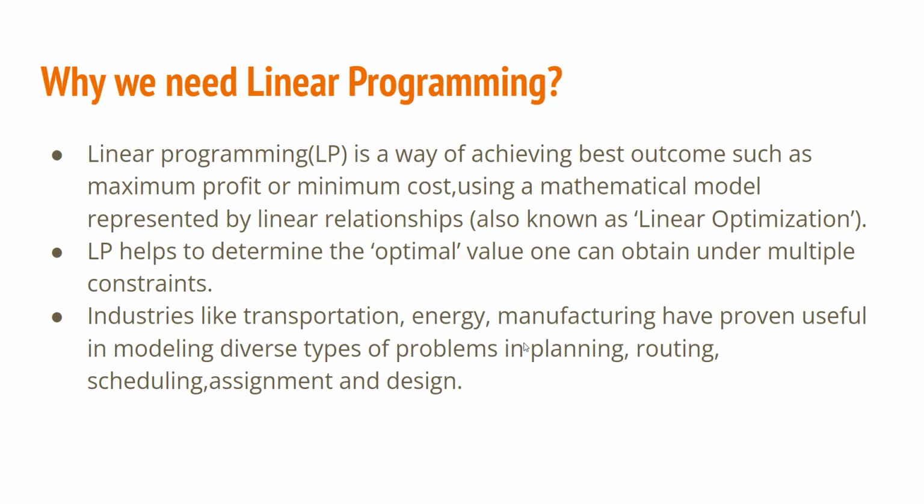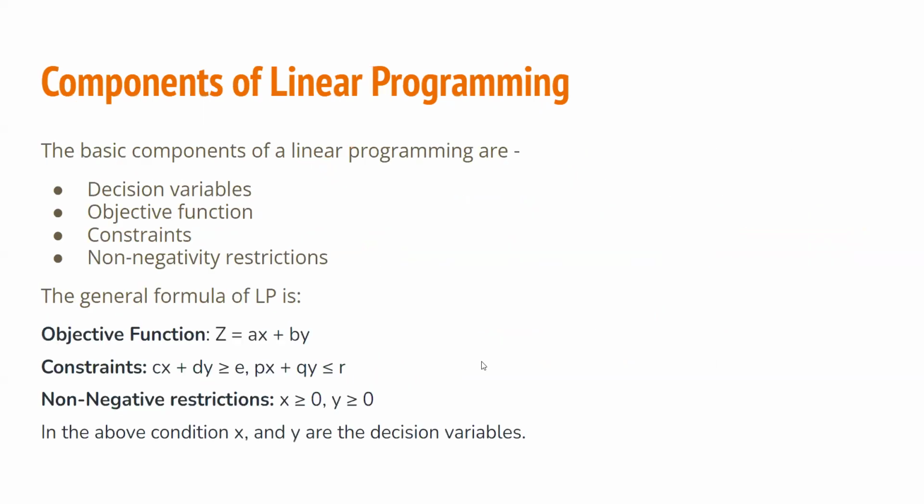So next, what are the components of linear programming? There are basically four main components of linear programming, that is decision variables, objective function, constraints, and non-negativity restrictions.